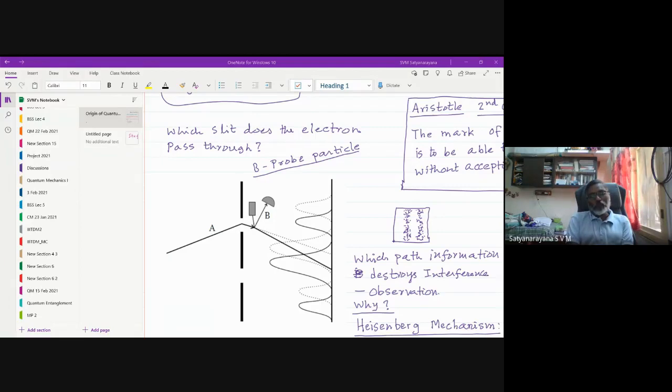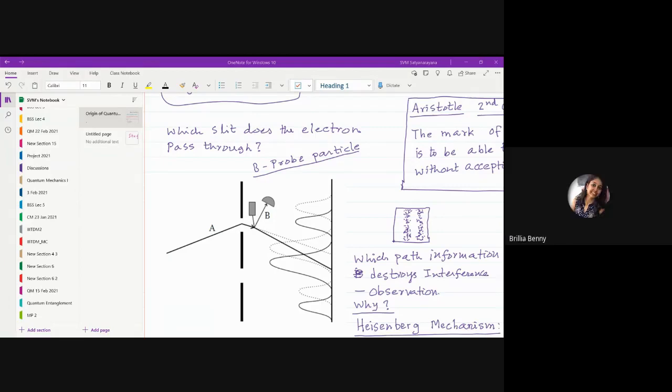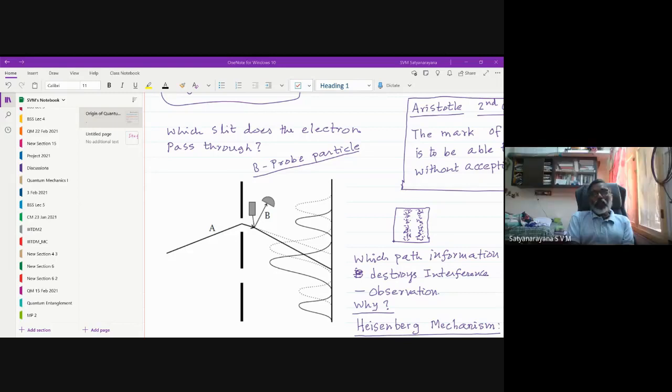Yes, sir, I understood that point. I'm asking, what if it's just one electron, will the interference be lost? But with one electron, we will not be able to talk about interference, no? Because we don't see interference pattern building up. We have to talk about interference only if it builds up.